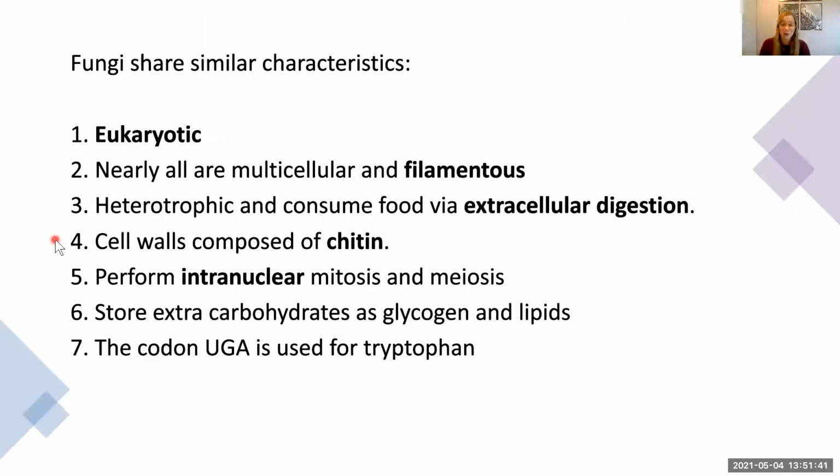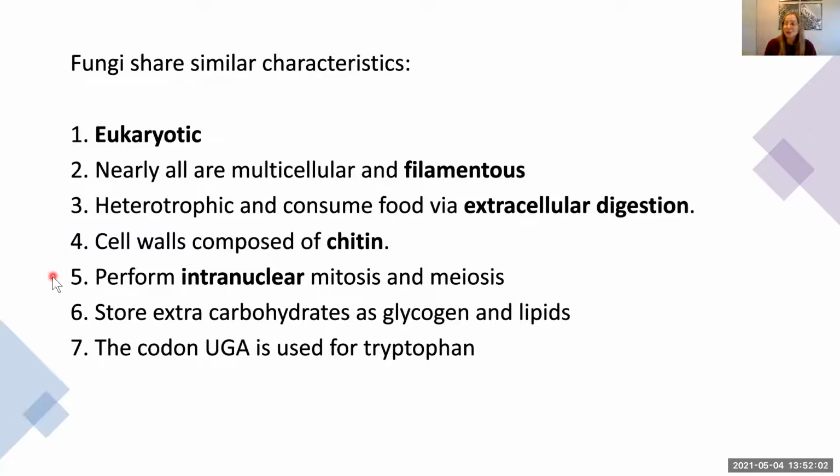Fungi have cell walls, and instead of being made of cellulose like plants, their cell walls are made of chitin. Chitin is also found in the exoskeletons of insects. So it's another place that you find it, in fungus and bugs.